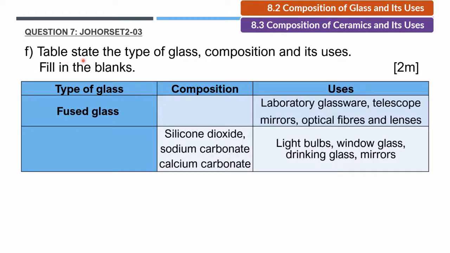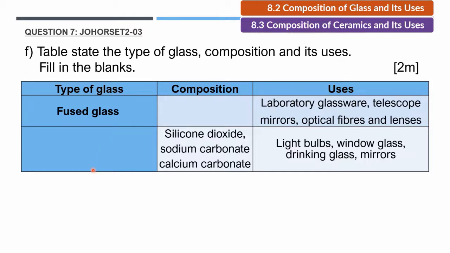F. Table states the type of glass, composition, and its uses. Fill in the blanks. 2 marks. Fused glass is given with unknown composition. Uses: laboratory glassware, telescope, mirrors, optical fibers, and lenses. We know that fused glass is a basic glass, thus not added by any other chemicals. So what is the composition?